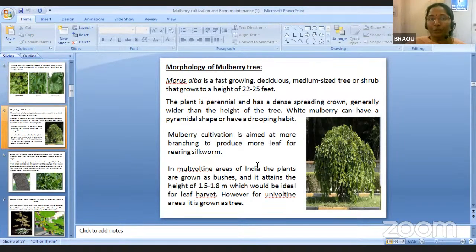So when you're talking about the morphology of the mulberry tree, if you can see over here, these are fast growing deciduous medium-sized trees or shrubs that grow almost to the height of 22 to 25 feet.